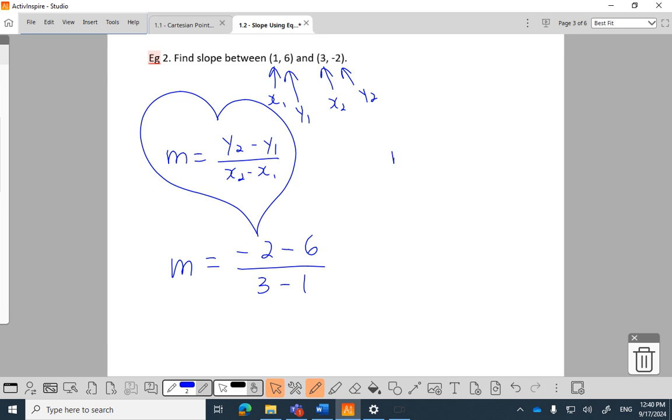Maybe you're great at negatives. Wonderful. If you're not, you're going to lean on your calculator a little bit here and type this in so that you get some help there. Can anyone do negative 2 minus 6 without the calculator? Just flip it around, make it add.